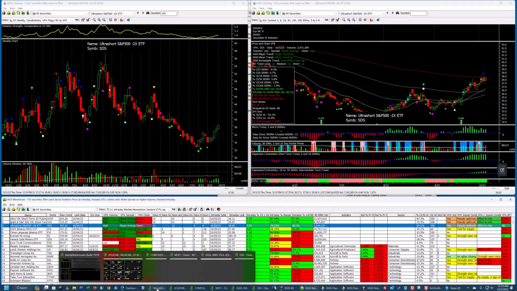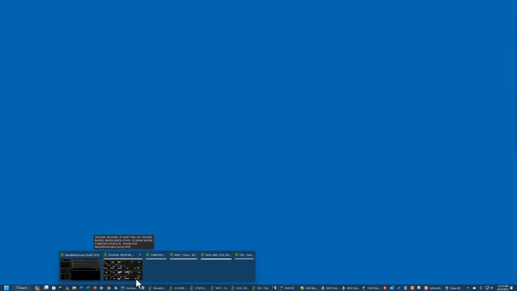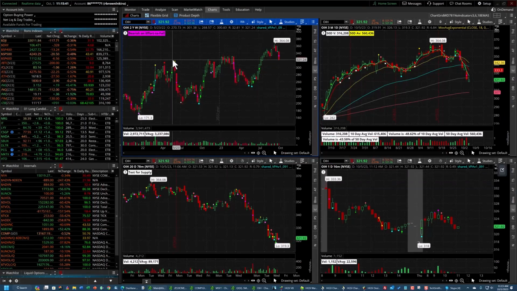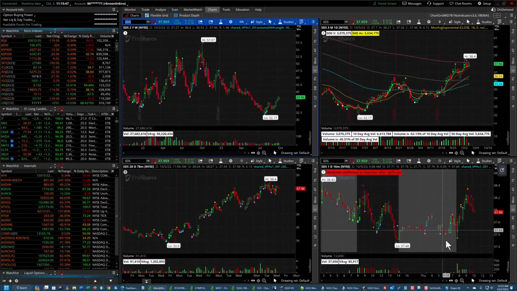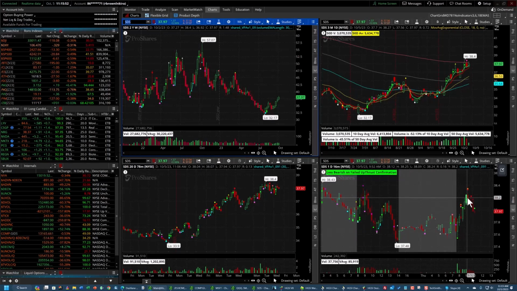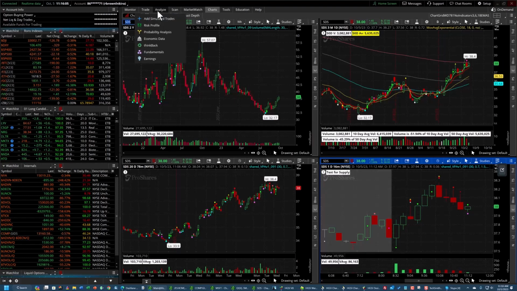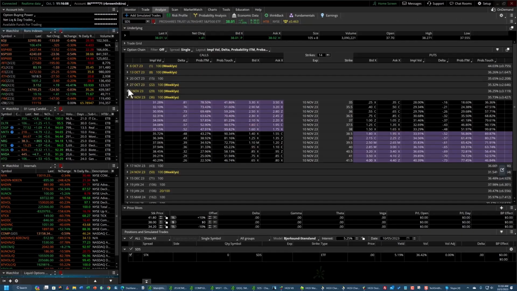Now, SDS, let's just go in here. Okay, I've moved over to Thinkorswim, SDS. Now you can see, this is a 16 minute chart, as the market has started to rally, SDS has been falling off recently. But let's say that I'm interested in a spread either long or short. I'm just going to go into add simulated trades.